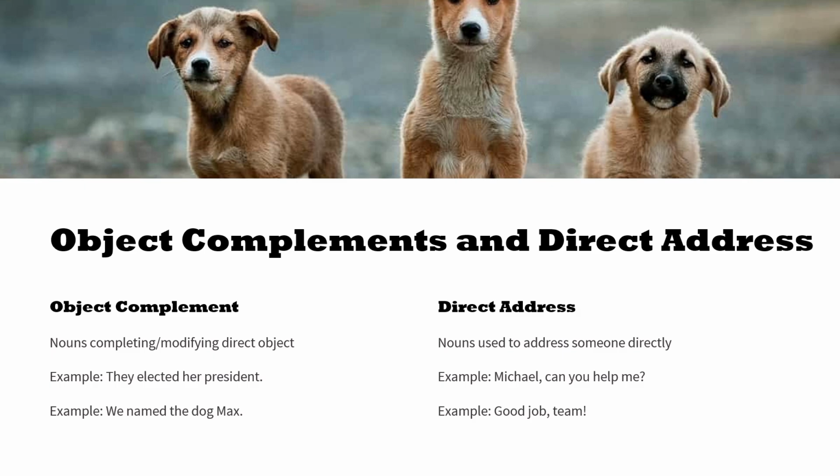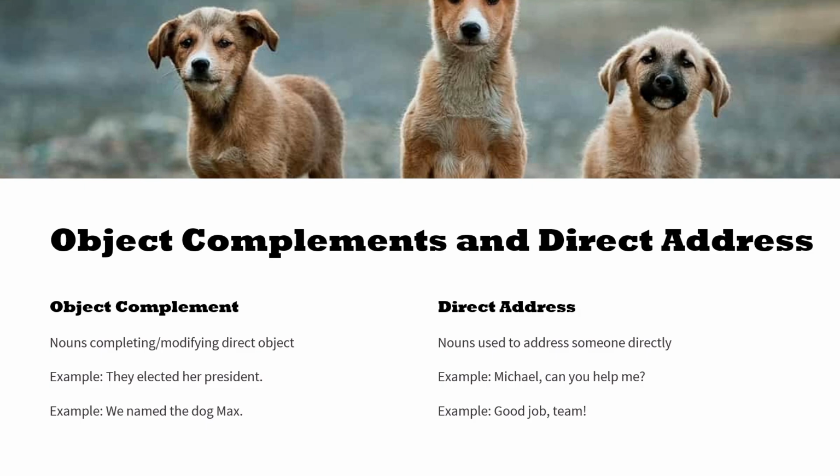Okay, so now let's discuss nouns in direct address. This occurs when a noun is used to directly name or address someone, making it clear who is being spoken to. Let's go through some examples to make this make sense. In the first sentence, we have, Michael, can you help me? In this sentence, Michael is the noun of direct address. It specifies who the speaker is talking to.